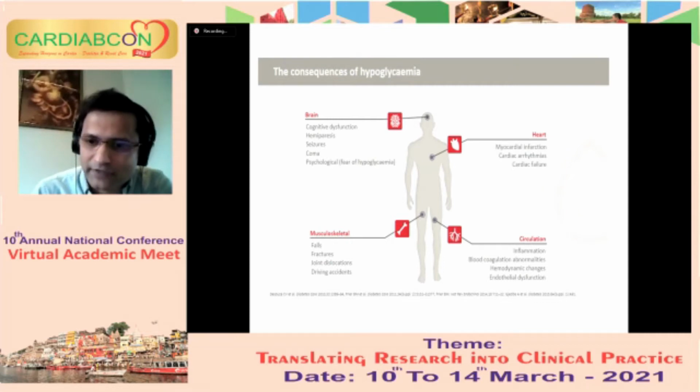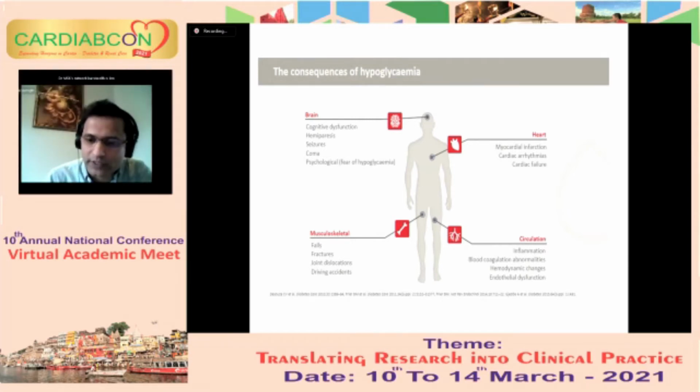The circulatory side effects of hypoglycemia are also well known, where we have seen hemodynamic changes, blood vessel inflammation, and coagulation abnormalities, resulting in myocardial infarction, cardiac arrhythmias, and cardiac failure. Cardiac arrhythmias are the most common cause in young type 1 diabetes populations, where nocturnal hypoglycemia can cause silent cardiac arrhythmias, which can be dangerous to health itself.